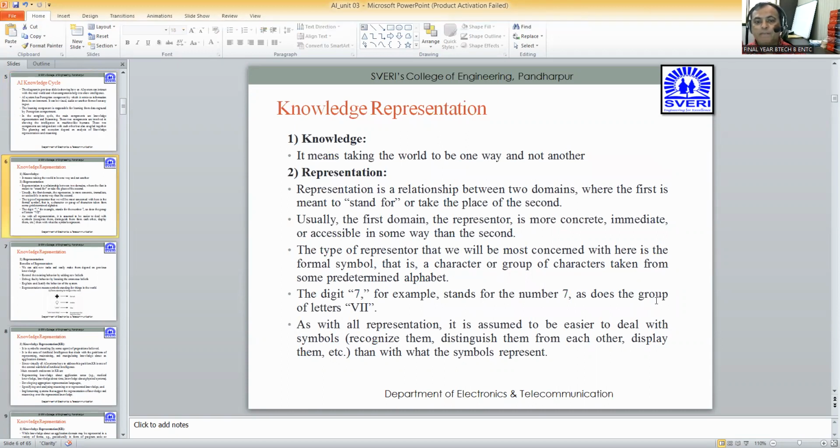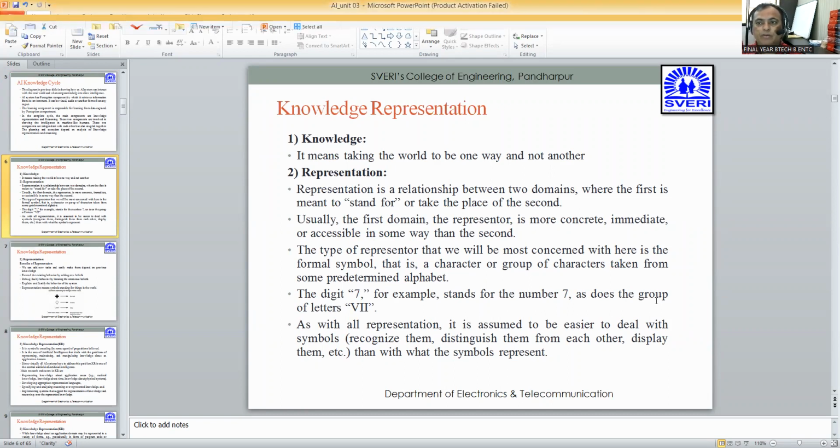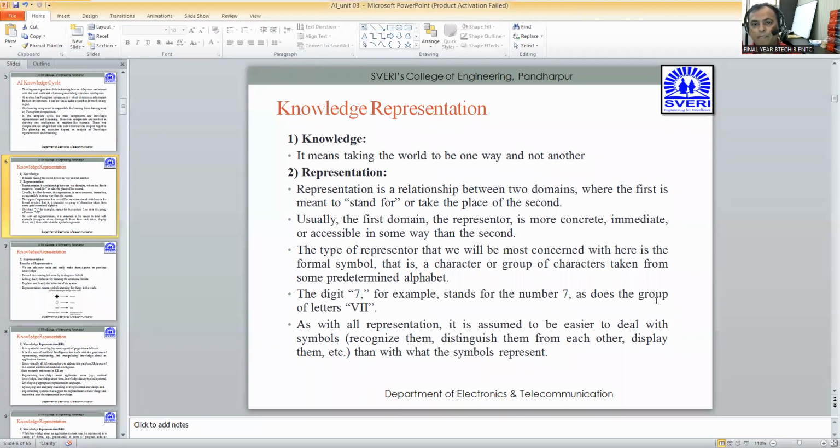Now let us go step by step. Let us break down each and everything a little bit, and when we break it, we can come to know a little more clearly. So what is knowledge? When I say that you have knowledge, what does it mean? It means taking the world to be one way and not the other.